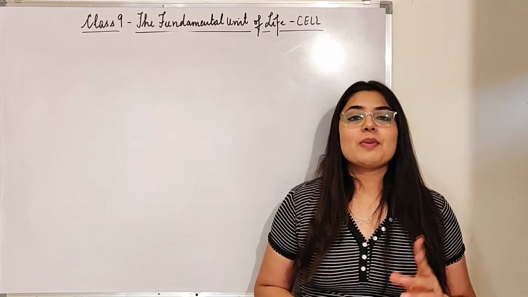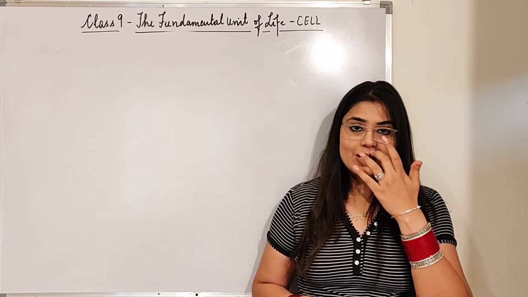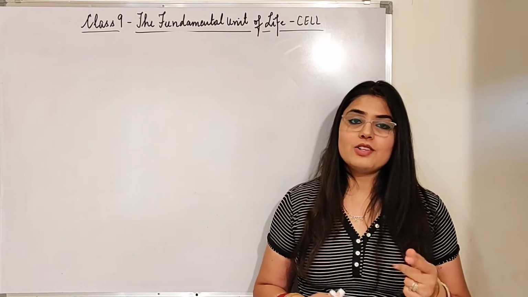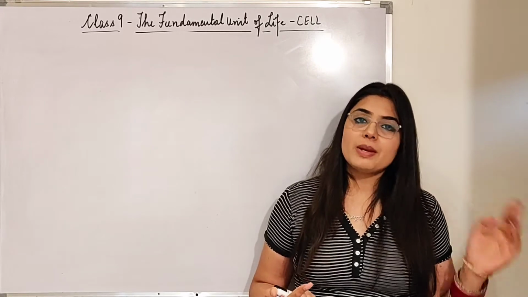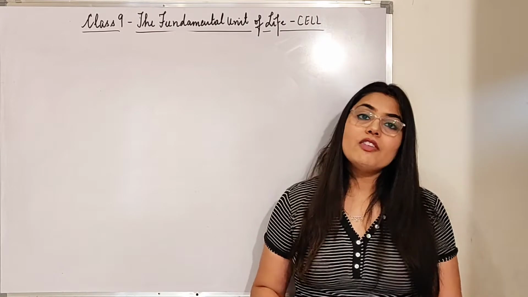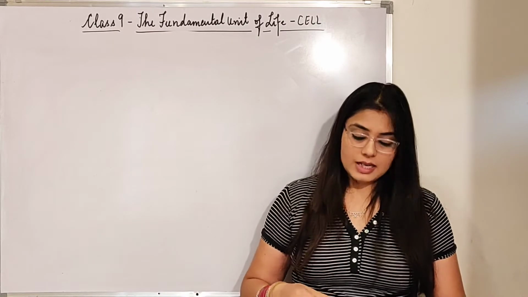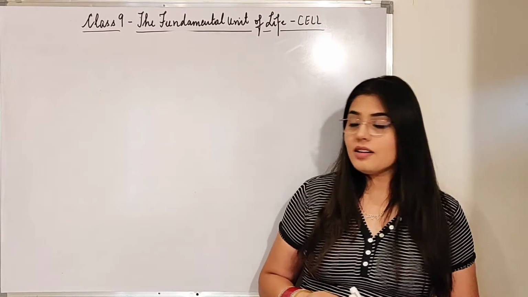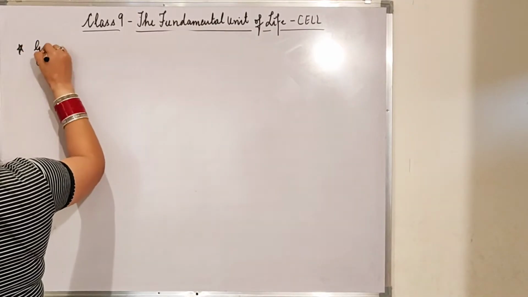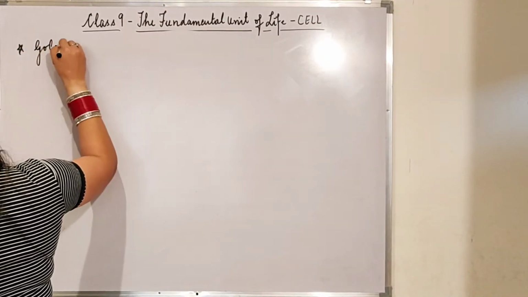Now we are moving on to part 2 of our cell organelles, right? In the previous video we had covered our endoplasmic reticulum. I told you what is endoplasmic reticulum, types of endoplasmic reticulum, structure, function, right? Now we will be moving on to the second organelle, that is our Golgi body, Golgi apparatus or Golgi.